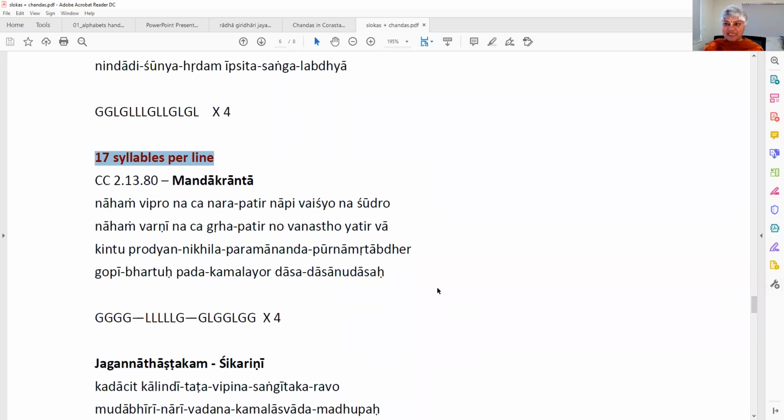Now when we come to 17, just like we had Druta Vilambita earlier, which meant fast and slow, this one also means fast and slow, or rather slow and fast. Mandakranta. Slow and then fast. Manda akranta. So this one goes: Naham vipro na cha narapatir napi vaishyo na shudro, Naham varni na cha grihapatir no vanastho yatirva, Kintu prodyan nikhila paramananda purnamritabde Gopi bhartu padakamalayur dasa dasanudasaha.